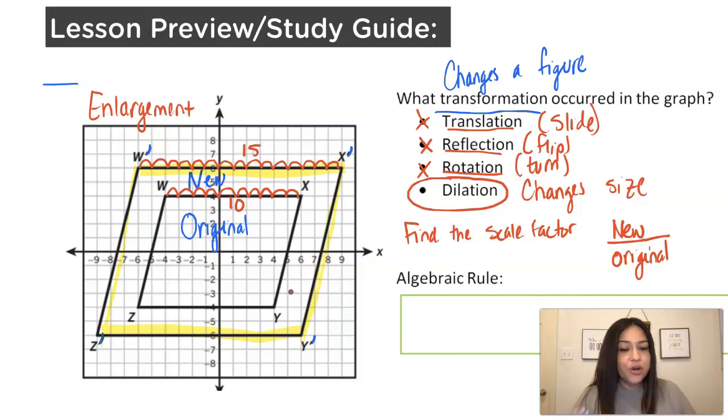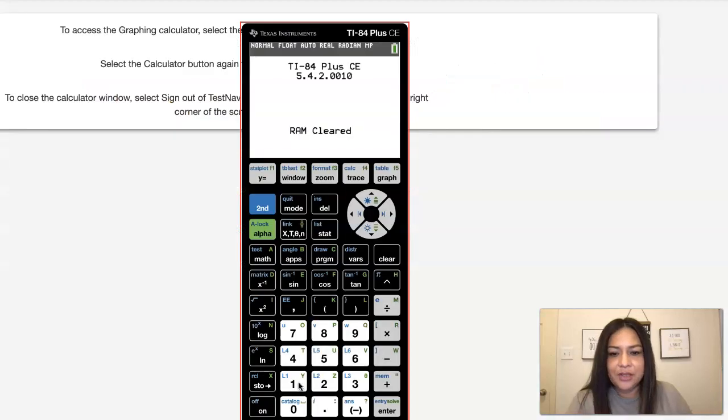Now my question is, what number did I multiply times 10 so that I get the 15? And in order for me to figure this out, I'm going to have to do my division. So I'm going to do 15 divided by 10. That was my new side length divided by the original. We're going to go ahead and type that into our calculator. Okay, so 15 divided by 10, enter. So that is our scale factor. Let's go ahead and go back.